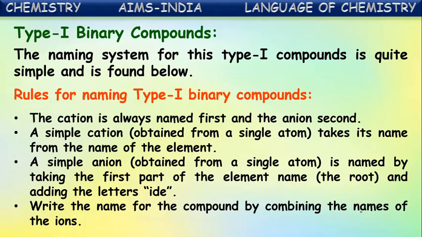So what are the rules given? Let us see once again. In naming the type 1 binary compounds, type 1 binary compounds means the binary compounds which contain one metal and non-metal, and that metal can exhibit only one valency. There, first the name of the cation is written. The name of the cation is taken directly from the name of the element. And then the name of the anion. The first part of the name of the element is taken as the name of the anion, and at the end ide is attached, so that we get the complete name when you combine these two.